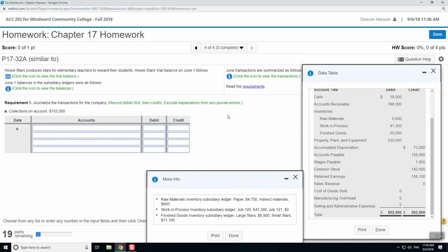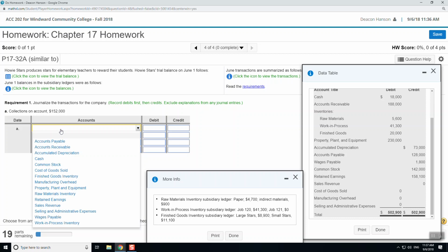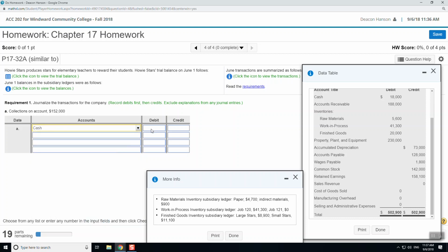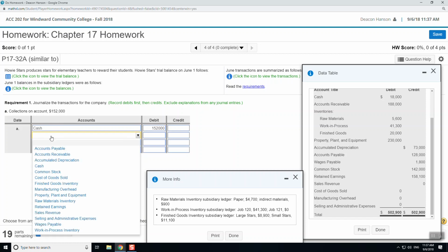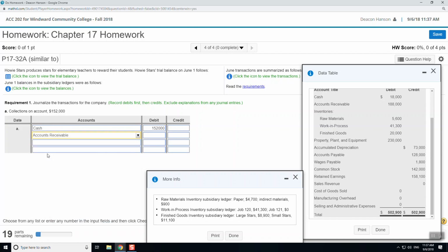It says, now we've got to do some journal entries. And the first entry is an Accounting 201, financial accounting entry. It says we collected 152,000 on account. So, a refresher: we're collecting cash, so debit cash 152,000, and we're collecting an account that's owed to us, so we're going to reduce accounts receivable by 152,000.